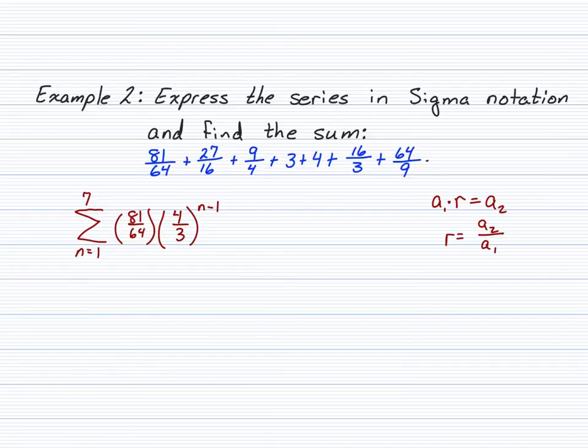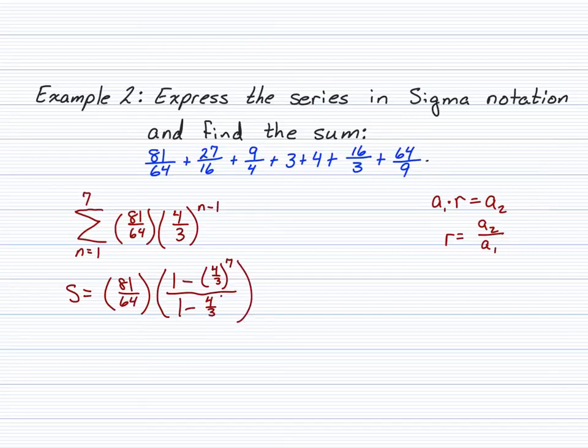So that is our sigma notation for this. The sum, if we plug everything into our formula, is the first term of 81 over 64 multiplied by 1 minus your common ratio of 4/3 raised to the 7th power, because we have 7 terms here, over 1 minus 4/3. All right, so I would just use a calculator on finding this. It comes out to 141,197 over 5,184.